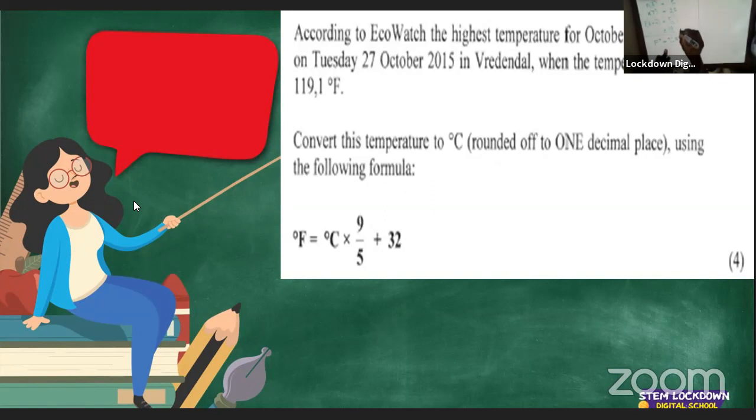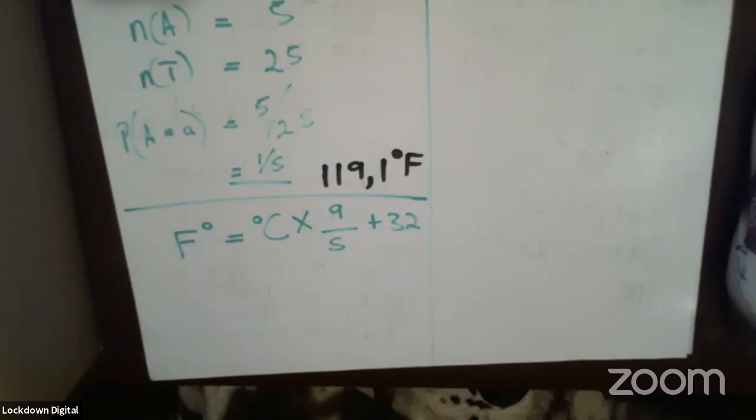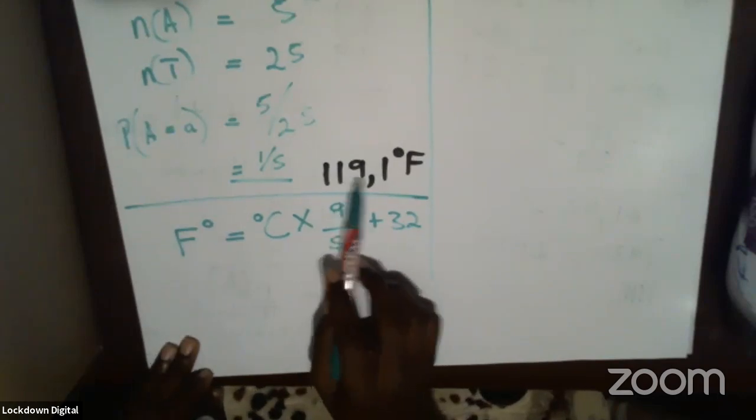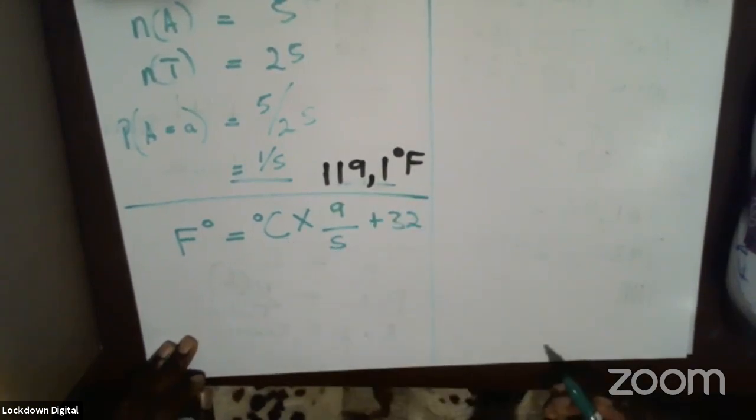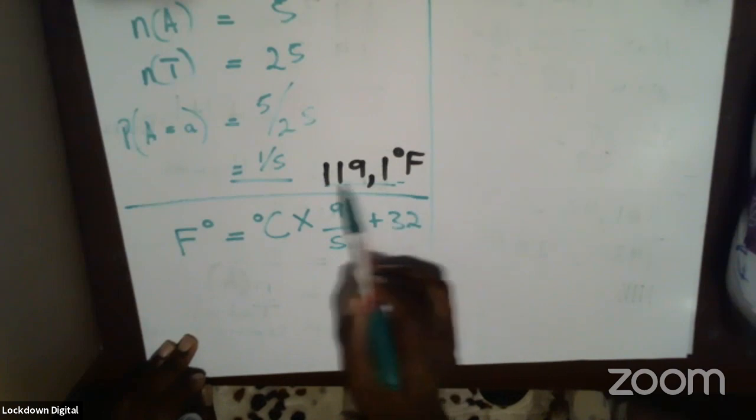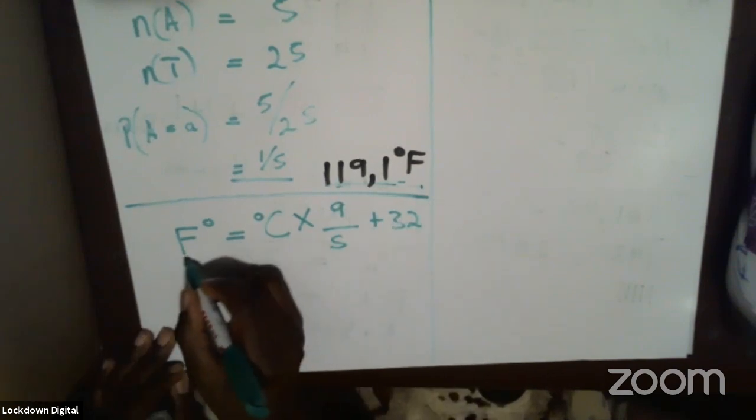So we want to find out what 119.1 Fahrenheit is in degrees Celsius if we use this formula we have been provided with. Okay, let's see how we can do that. We want to convert this value to degrees Celsius. As you can see, this is in Fahrenheit, so we substitute here.